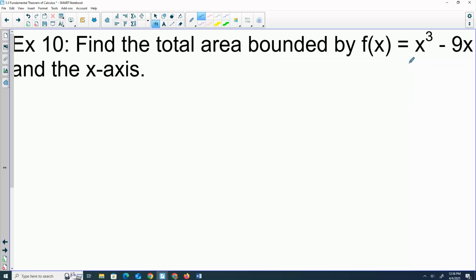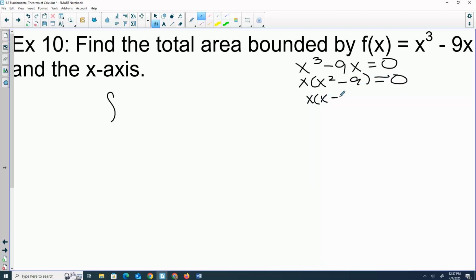But this one: I want the total area bounded by x cubed minus 9x and the x-axis. We know area under a curve is an integral, right? But I didn't give you definite starting and ending points, right? So we have to figure out when this is equal to 0. We can add that to get x squared minus 9, so x is 0, plus or minus 3.